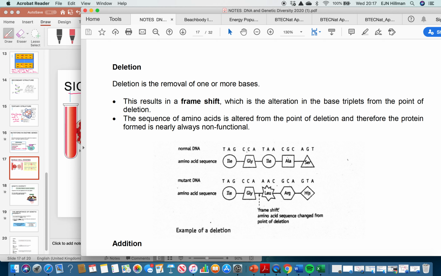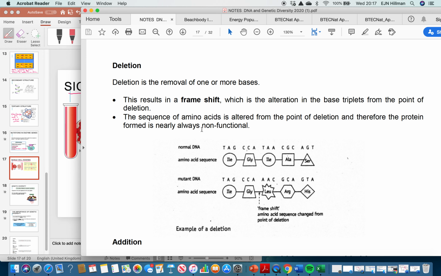Now this obviously has a much greater effect on the protein and results in almost always a protein that is non-functional. It may even introduce a stop codon earlier than is necessary, so that the protein may be shorter. Again, that would result in it being non-functional.